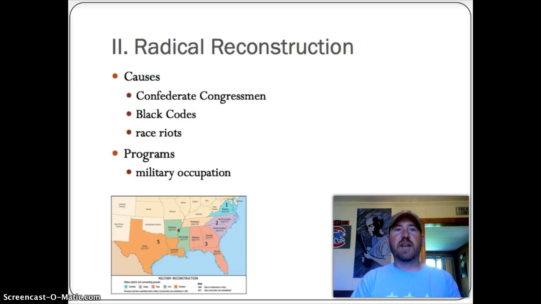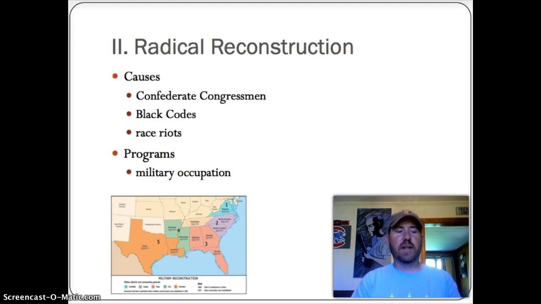Now, as far as how to bring the South back into the Union, you have two different philosophies and two different plans. The first is, and it's not on here, and we're going to look at a chart in class comparing these, presidential Reconstruction, which is proposed by Lincoln and later carried out by Johnson. On the flip side of it, you have radical Reconstruction, which is done by a group of Republican congressmen known as radical Republicans.